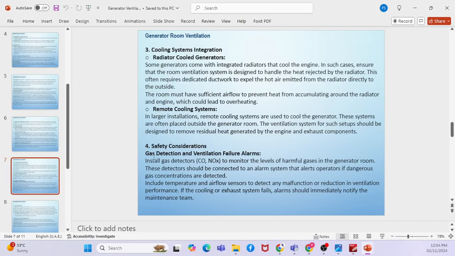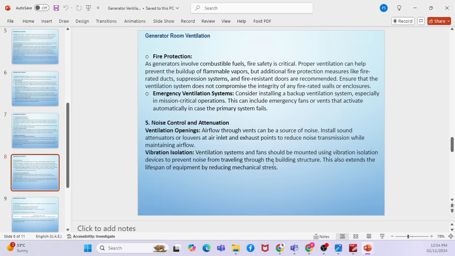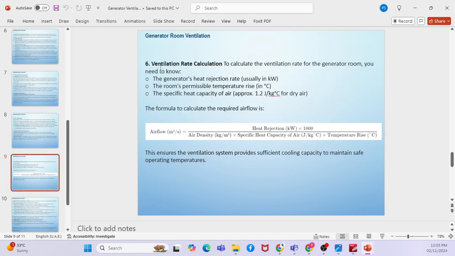Then you have to consider gas detection and ventilation failure alarms, like carbon monoxide, nitrogen. For example, if you see here there are a lot of fumes, and the fume is nothing but CO. So the fume has to be taken properly to the fume exhaust piping. Then there is fire protection, noise control, attenuation. Then there are ventilation rate calculation methods. How to calculate ventilation rate, you can see here there is a formula.